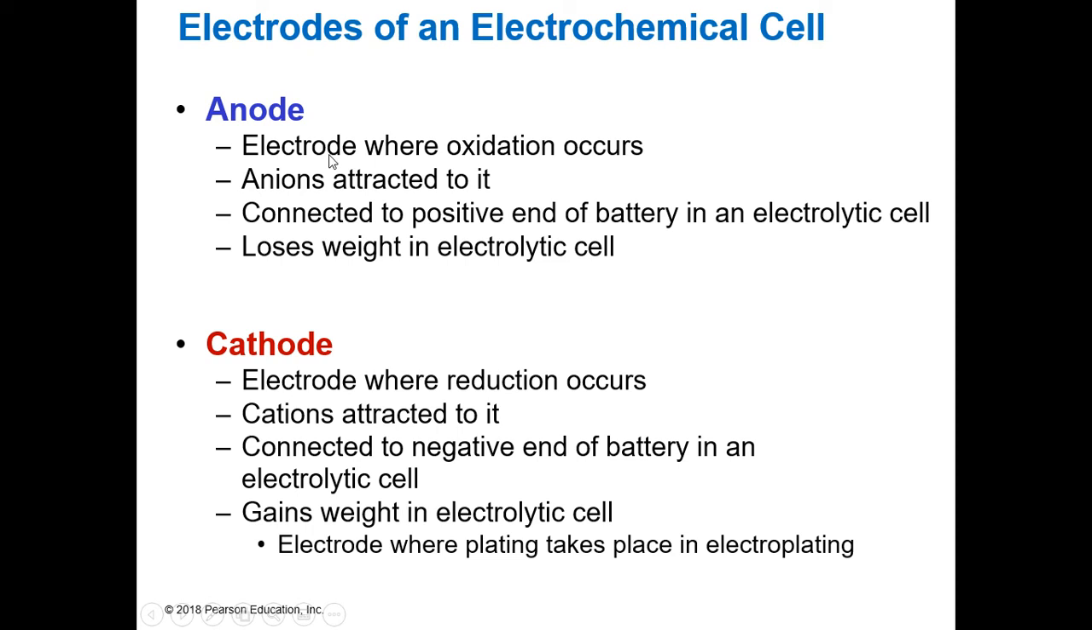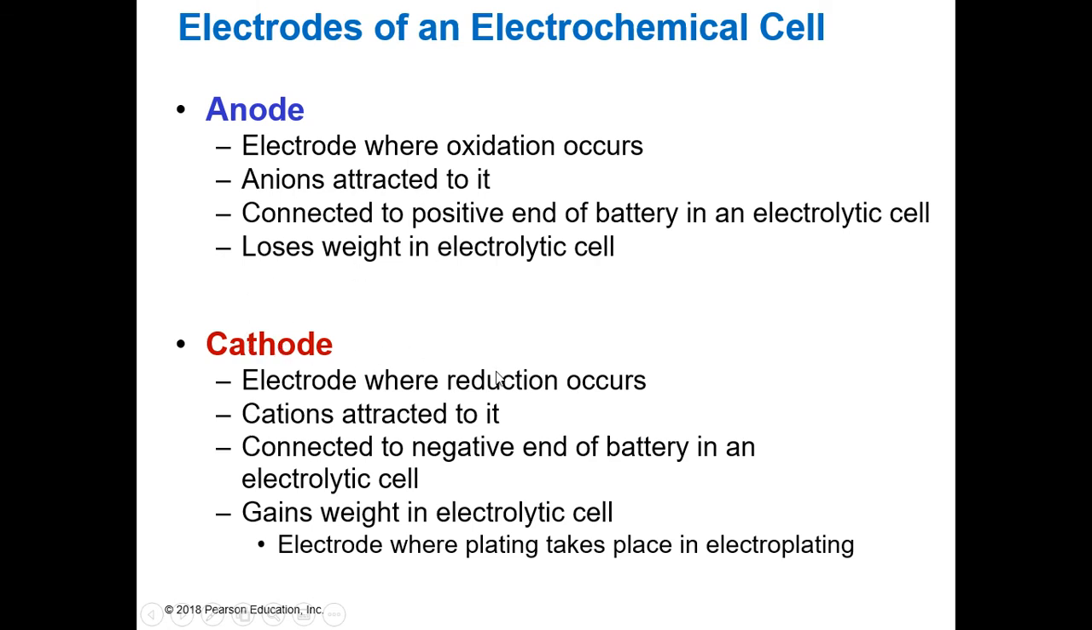The anode is the electrode. Anions are attracted to this anode. When we were to connect our battery, we would connect the positive end. And it is also going to lose weight because we said before, right, that zinc was losing itself, becoming into solution. So that's what's happening here. This is going to lose weight and it will go into solution.